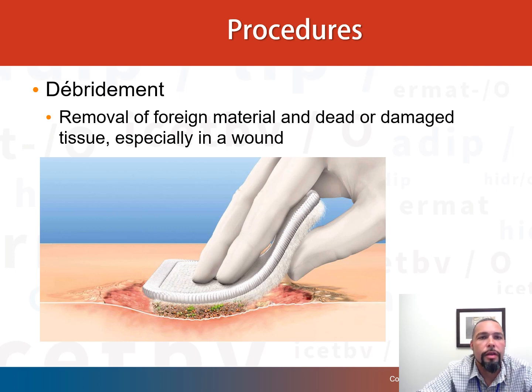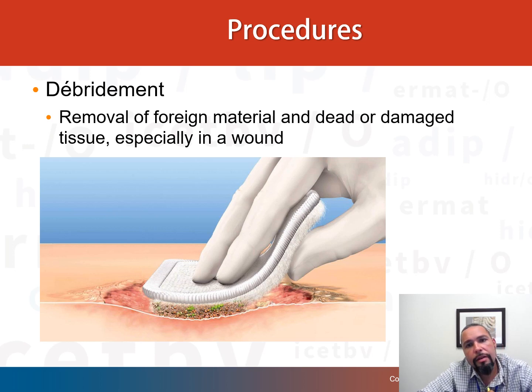All right, class, continuing with some procedures. This here is called a debridement procedure. It is basically when a provider uses a sponge or some type of material to scrape and remove any foreign material, any dead or damaged tissue from a wound. It is not pleasant to look at. It is somewhat painful, but it is necessary.